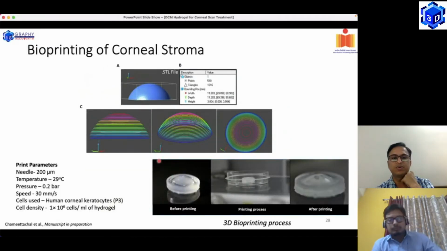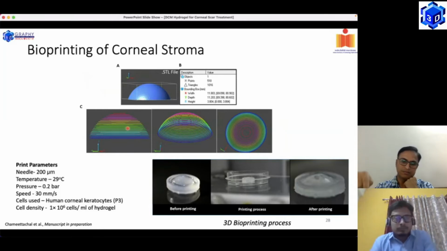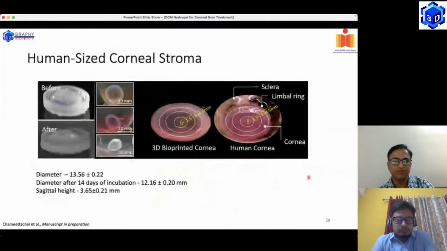This is our strategy for the bioprinting of the cornea: we go from the outer to the inner core in a circular fashion and print the structure. This is before printing and after printing. Here is the bioprinted cornea, before and after. The diameter is almost close to 10 mm. Another important feature we observed when we used the convex mold is that the thickness in the central cornea is less.